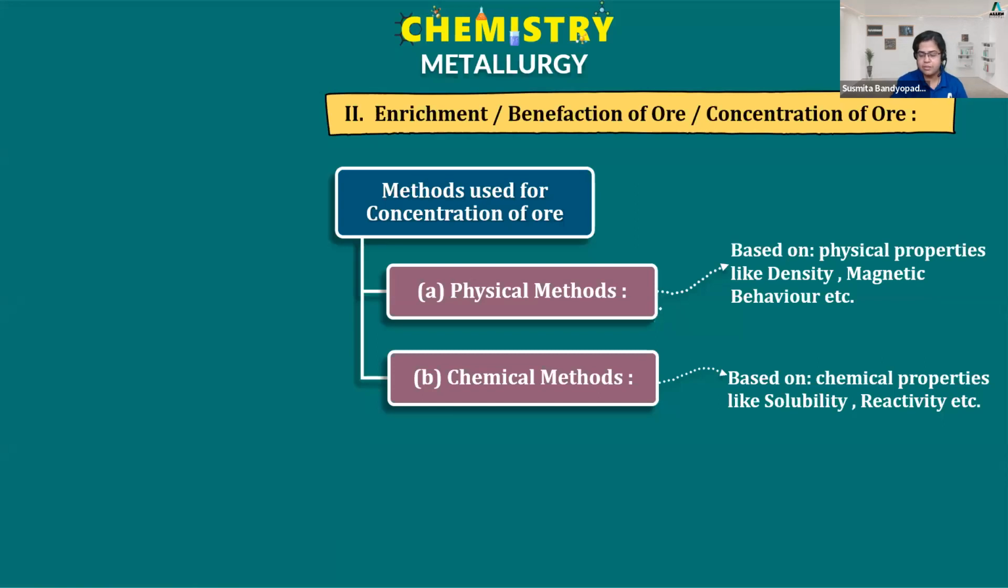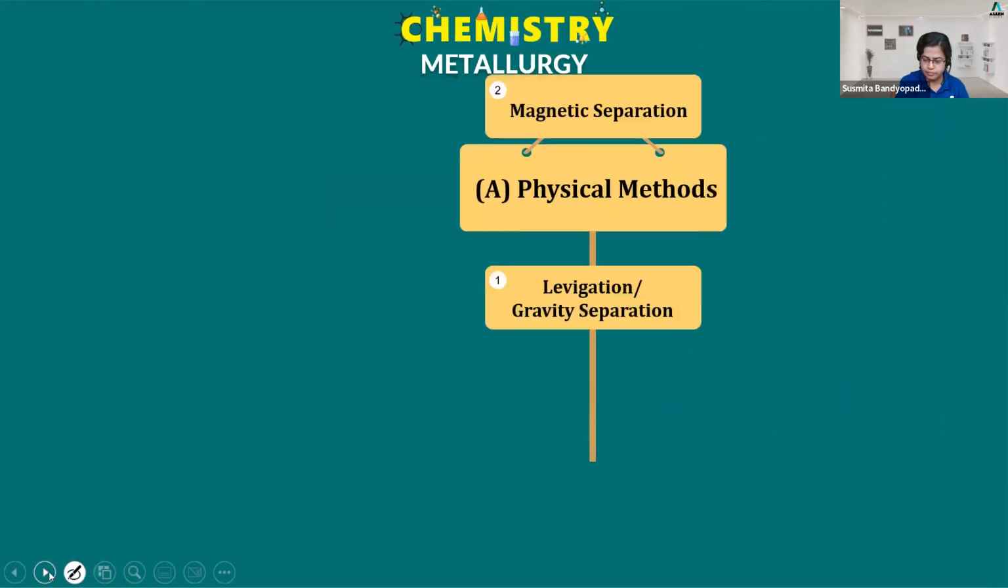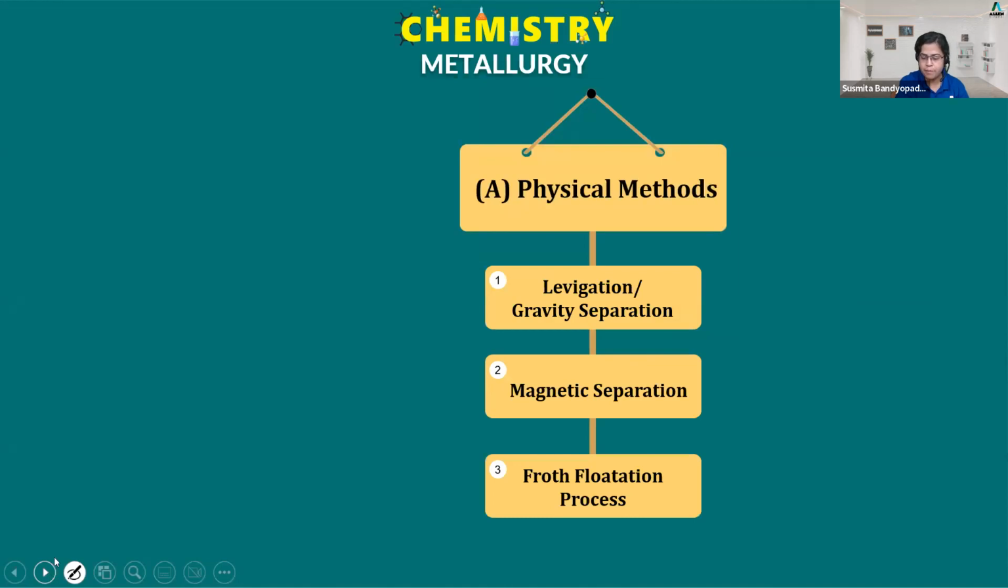First, let's see some physical methods followed by chemical methods of concentration, meaning basically removing impurities from the ore. Gravity separation, magnetic separation, froth flotation. Magnetic separation: when either the ore or the impurity has a magnetic characteristic, the ability to get attracted towards a magnet. Froth flotation for sulfide ores, we'll discuss.